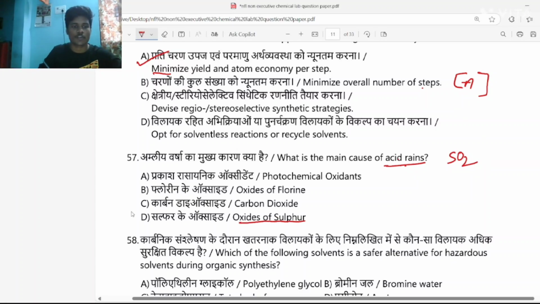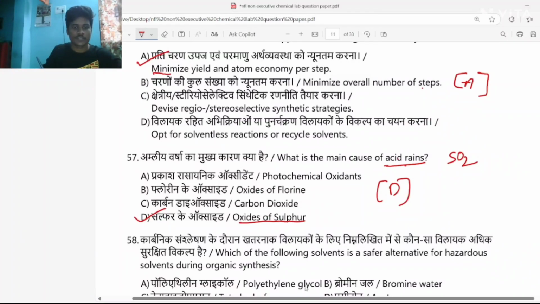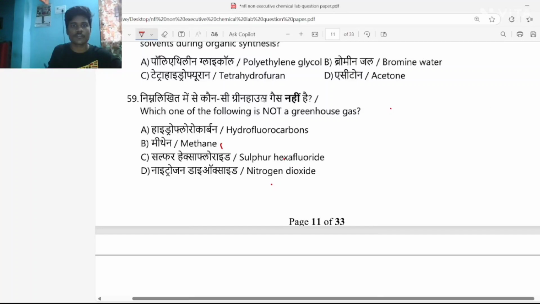58. Which of the following solvents is a safer alternative for hazardous solvents during organic synthesis? Which of the following is a safer solvent? Options are: A, polyethylene glycol; B, bromine water; C, tetrahydrofuran, which is THF; and D, acetone. Answer is option A, which is polyethylene glycol. Option A, right?